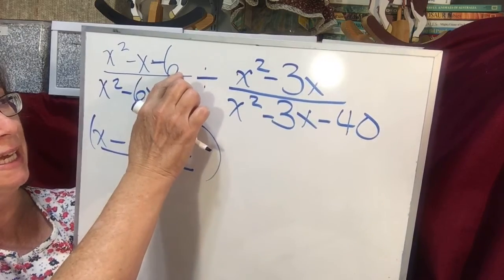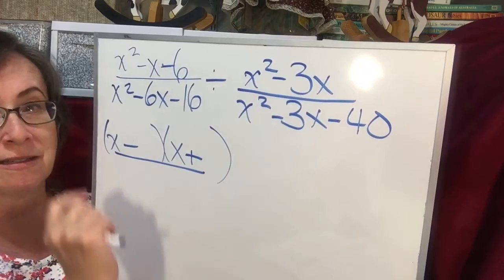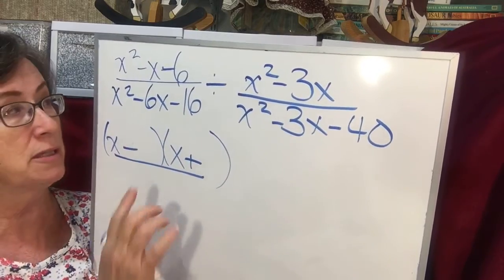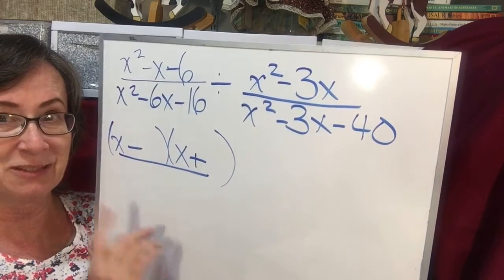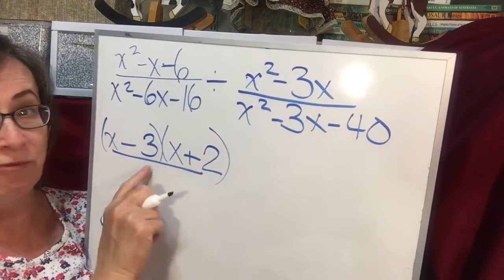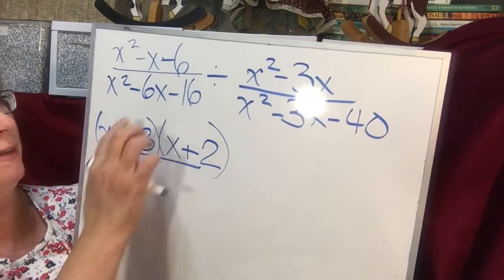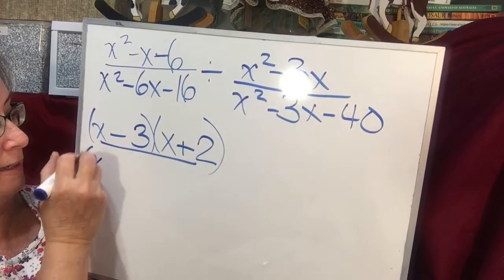We have a 6, could be 6 times 1, but their difference is not x. So 3 times 2, that difference is 1, isn't it? So 3, 2. Now when I FOIL that, I should get that, shouldn't I? All right, so then this one, x.